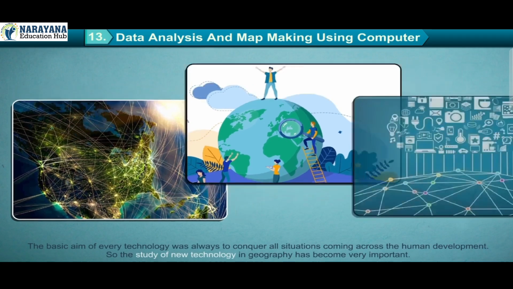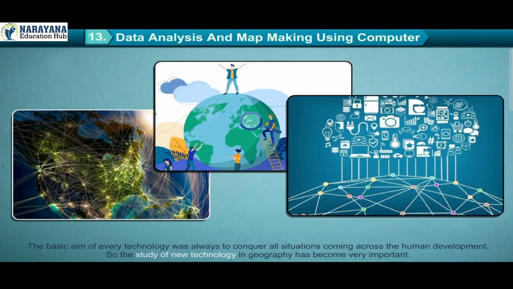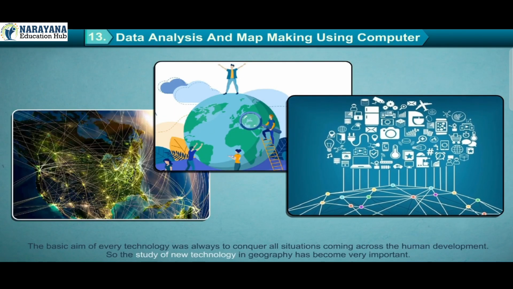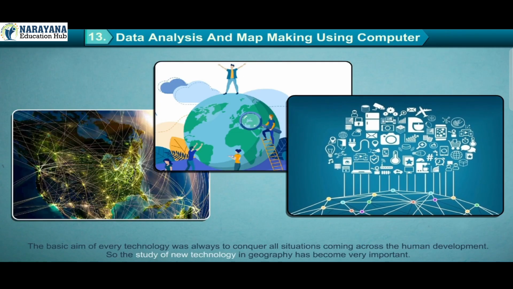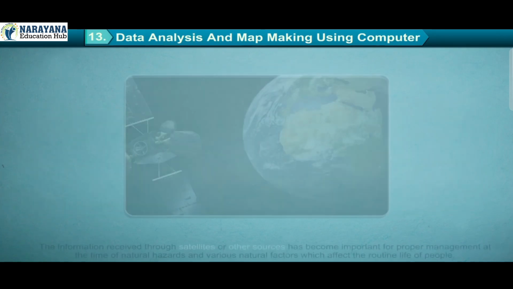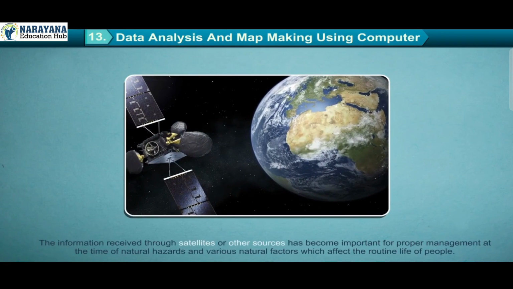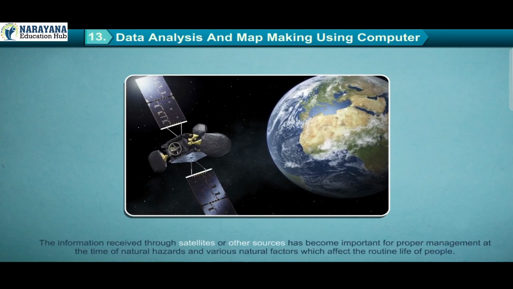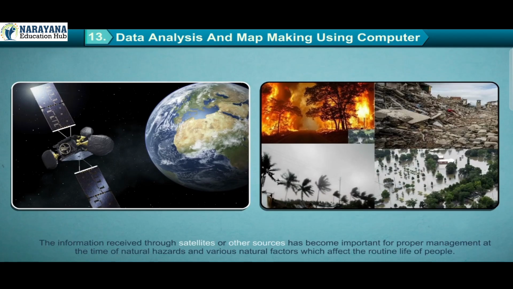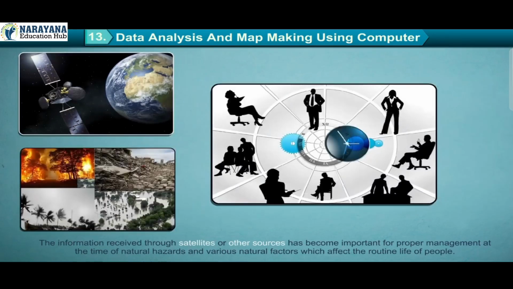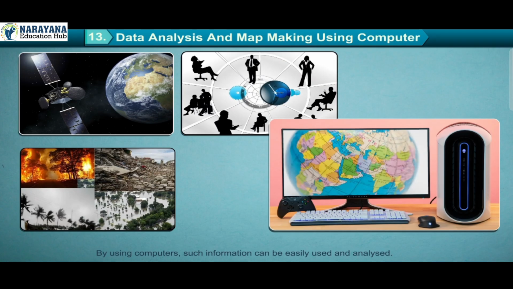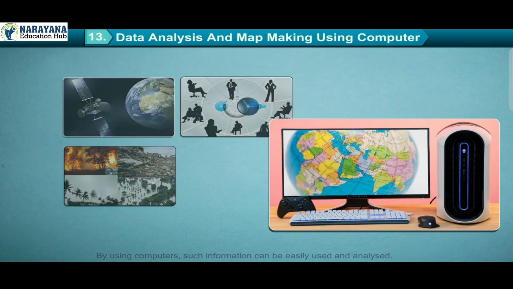The basic aim of every technology was always to conquer all situations coming across the human development. So the study of new technology in geography has become very important. The information received through satellites or other sources has become important for proper management at the time of natural hazards and various natural factors which affect the routine life of people. By using computers, such information can be easily used and analyzed.